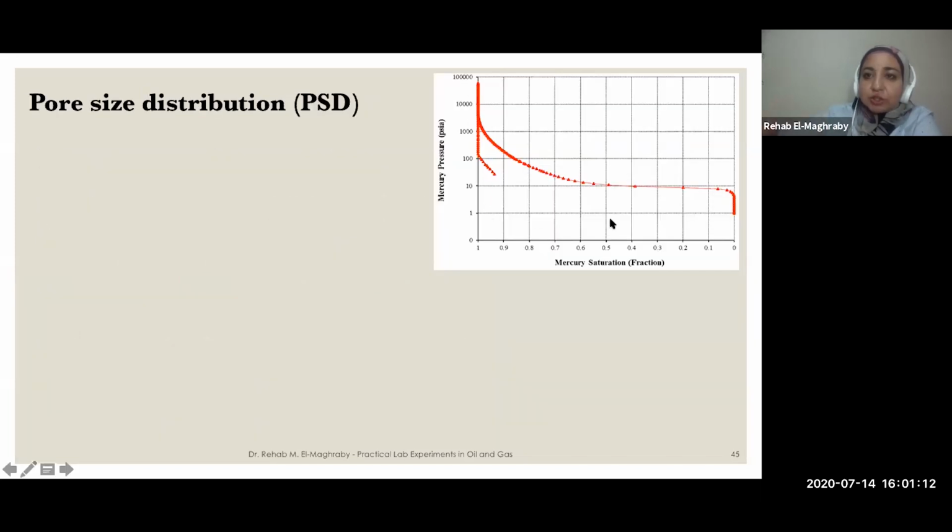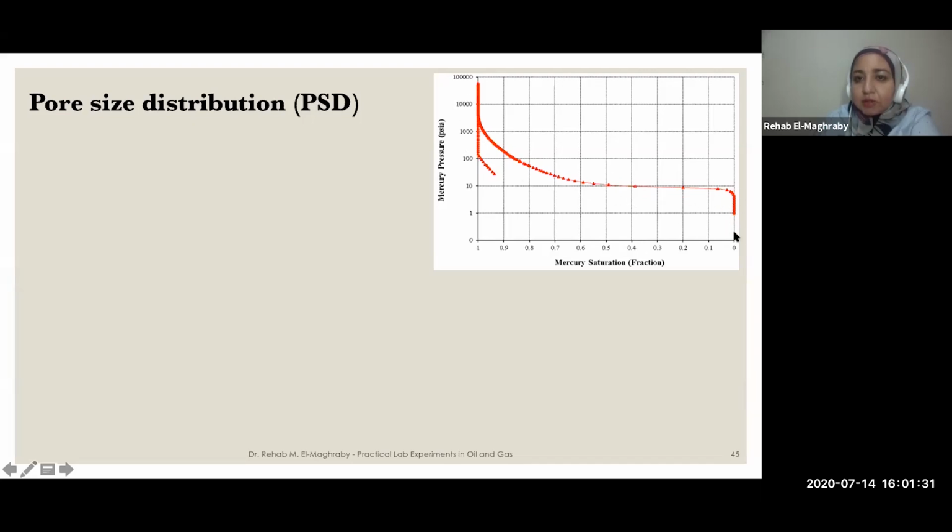So you just inject mercury, apply a certain pressure, and monitor the volume of the mercury. You get a saturation, and you measure a point. Okay, so the capillary pressure versus the saturation of mercury. So this is what we get here.